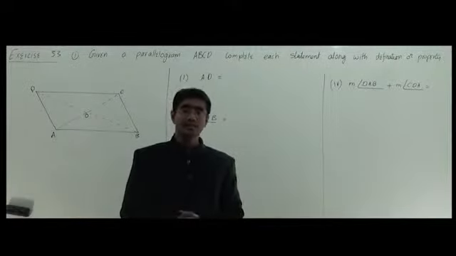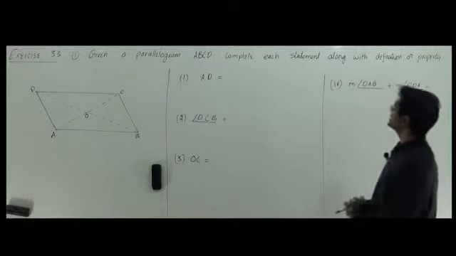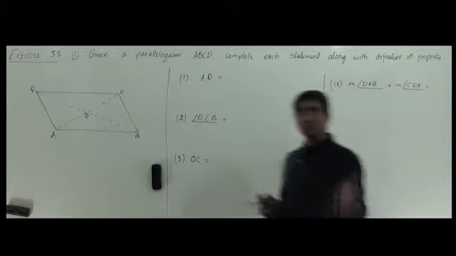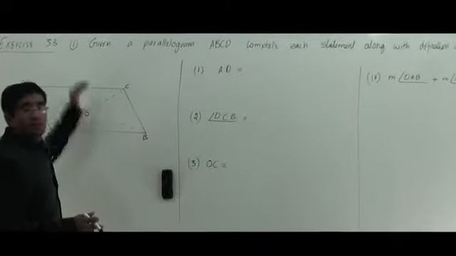Right guys, let's work with exercise 3.3. It says, given a parallelogram ABCD, complete each statement along with the definition or property you know. Alright, so you just need to be good about properties of a parallelogram. I'll just repeat that. In a parallelogram, opposite sides are equal.